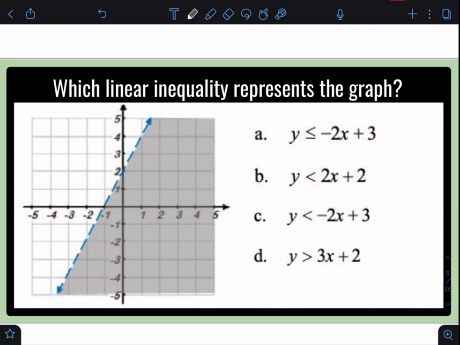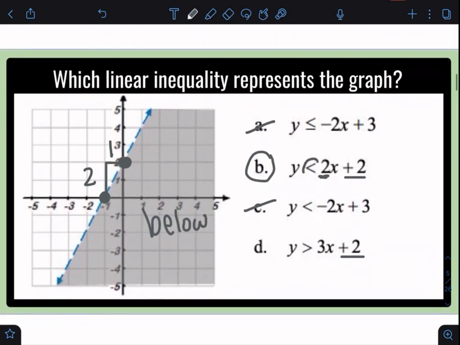First, we have to find the y-intercept. The y-intercept here is 2. We went up 2 to start, so I need to have a plus 2 in my equation, which here I do, and here I do. Now let's look at our slope. Let's find two real points. Here's a real point. We went up 2 over 1, meaning that our slope is 2 over 1, which would be answer choice B. Let's make sure I like that symbol. We did shade below, which is a less than symbol, which represents below. So answer choice B. Nice job.